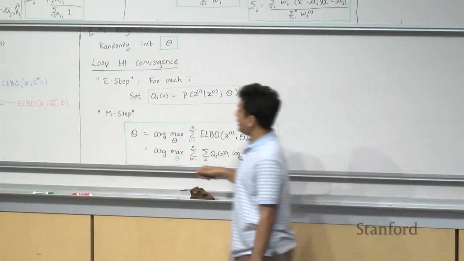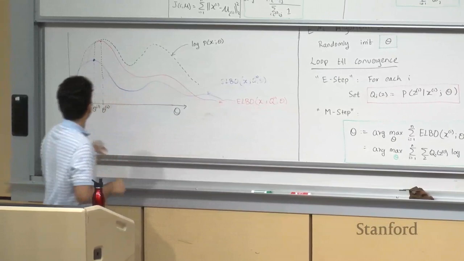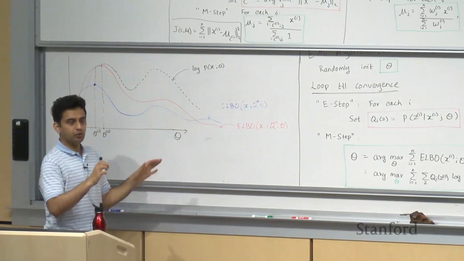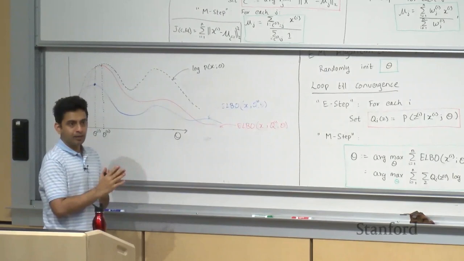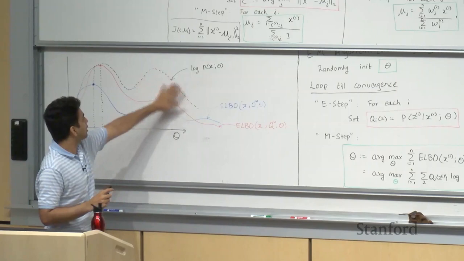And this gives us a visual understanding of the EM algorithm, where the dotted black line is log p of x, which we assume is hard, it could be hard to evaluate or it could be hard to optimize directly, and we're going to assume that this is not directly accessible for optimization, right?